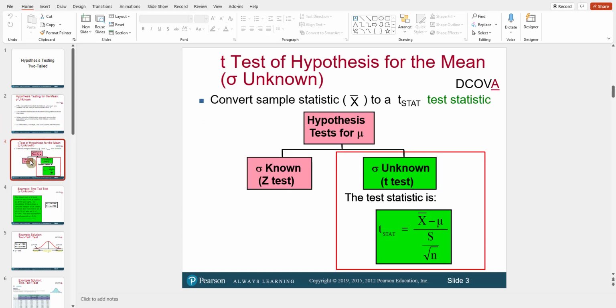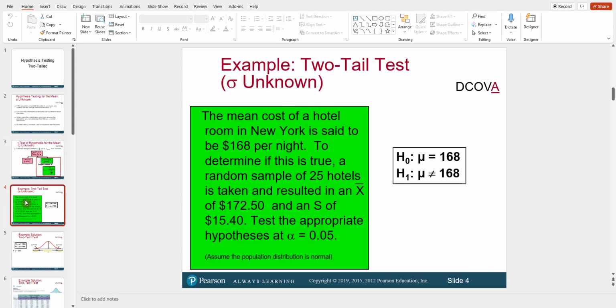So, since we have a population standard deviation unknown, we'll use the t-test, and the calculation for the test statistic is x bar, which is your sample mean, minus the population mean, all over standard deviation divided by the square root of your sample size. So let's look at an example.